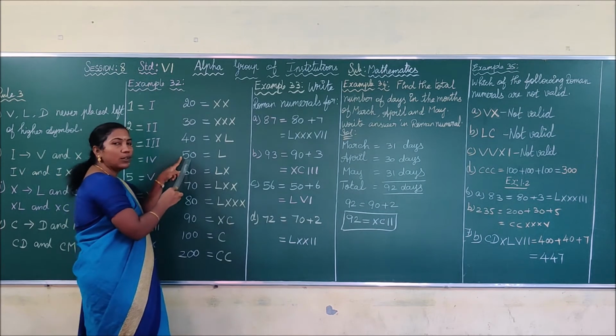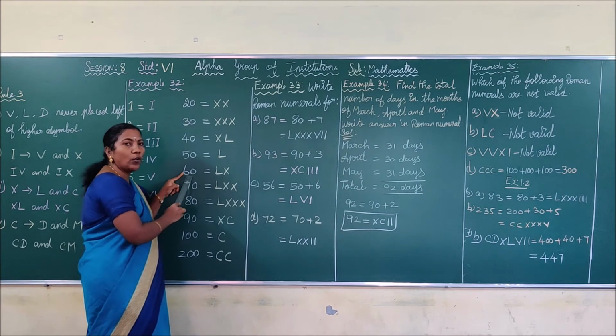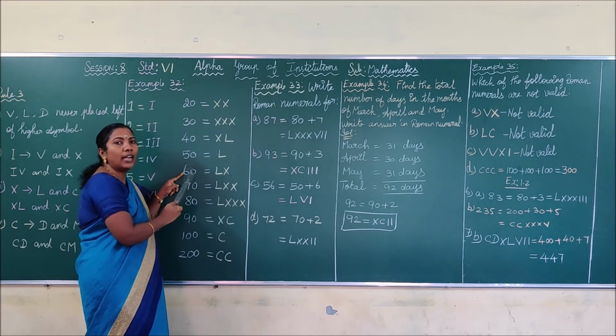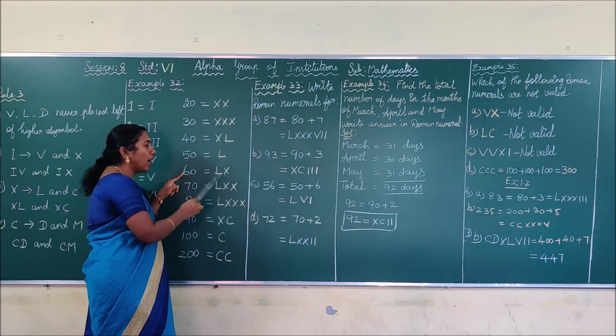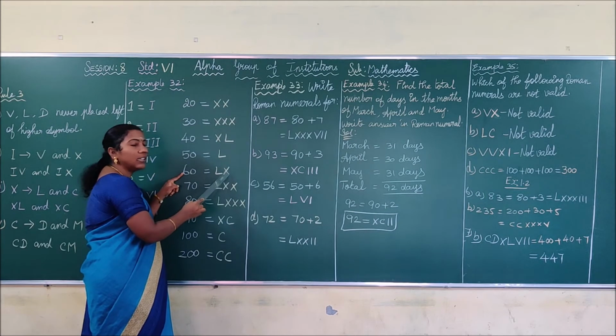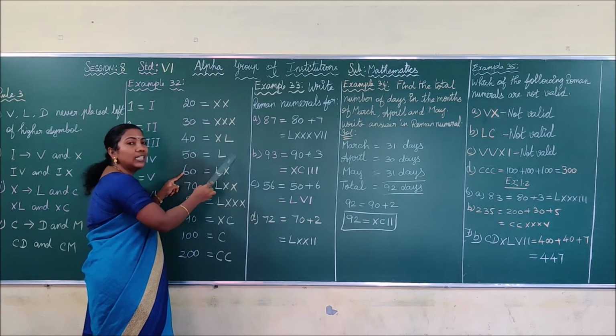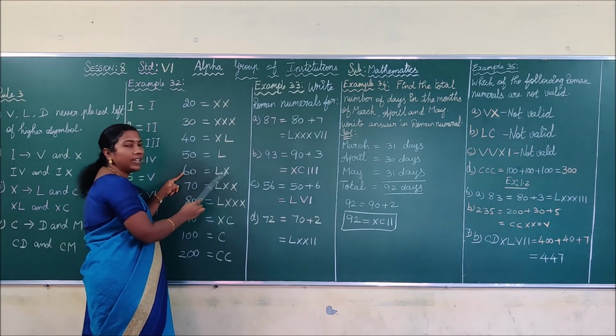So what is the symbol for 50? Yes, L. What is the symbol for 60? How can you write? You have to add 10 with 50. What is the symbol for 50? L. To add 10 with 50, you have to write the X on the right hand side of the L. It's clear, children? So here you have to write X on the right hand side of the L.